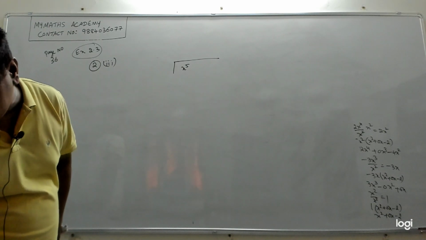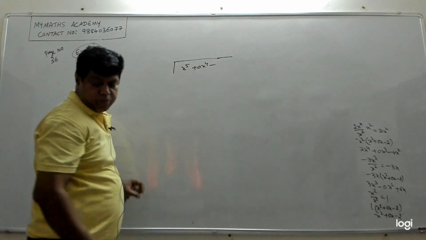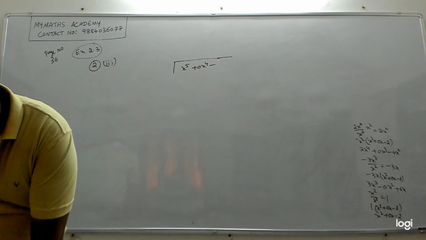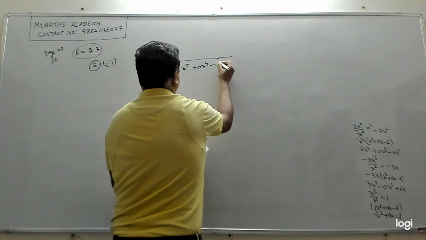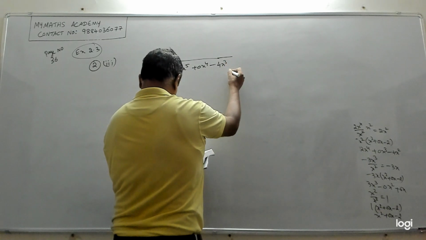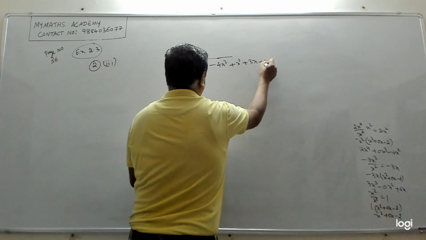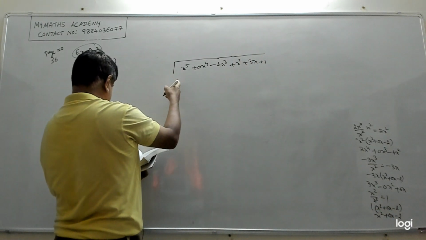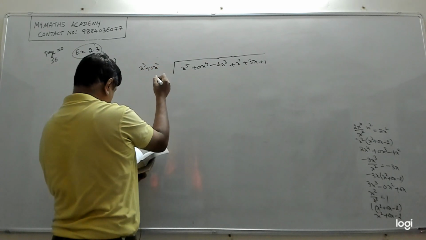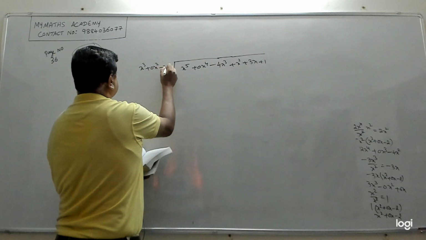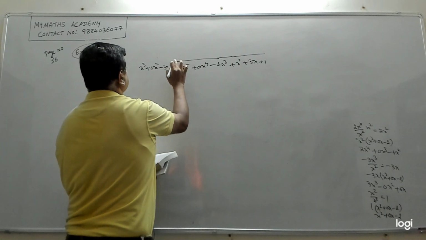So x power 4 term is not there, so I'll put 0x power 4 minus 4x cube plus x square plus 3x plus 1. I divide this by the first polynomial, which is x cube. Then x square term is not there, so you have to put 0x square minus 3x plus 1.